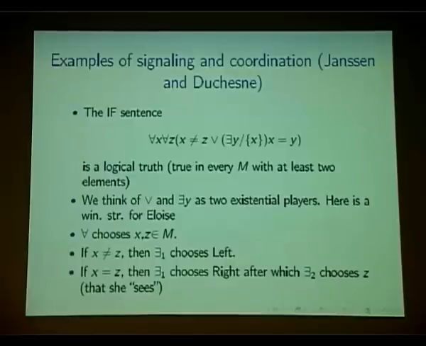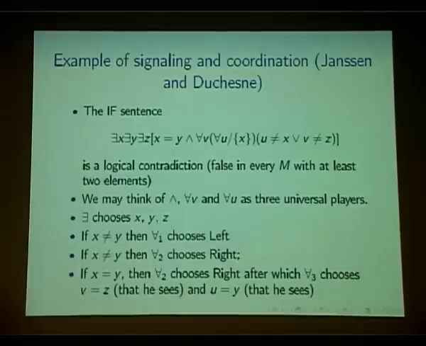So that is a little bit more involved example from the same paper. And again, this is a logical contradiction, so it is false in every model with at least 2 elements, and again I ignore the model here. Again we think of the universal player as having 3 players corresponding to the conjunction, the first universal quantifier and the second one, and then the strategy is sketched here.